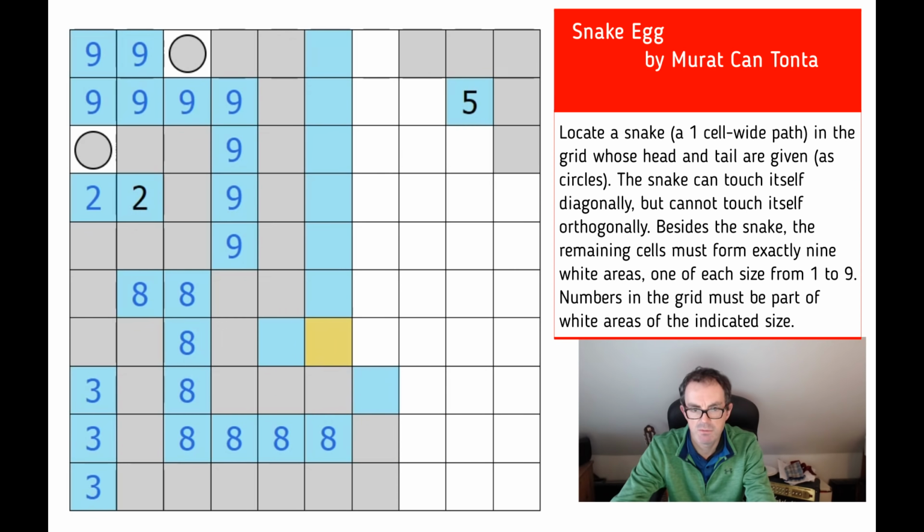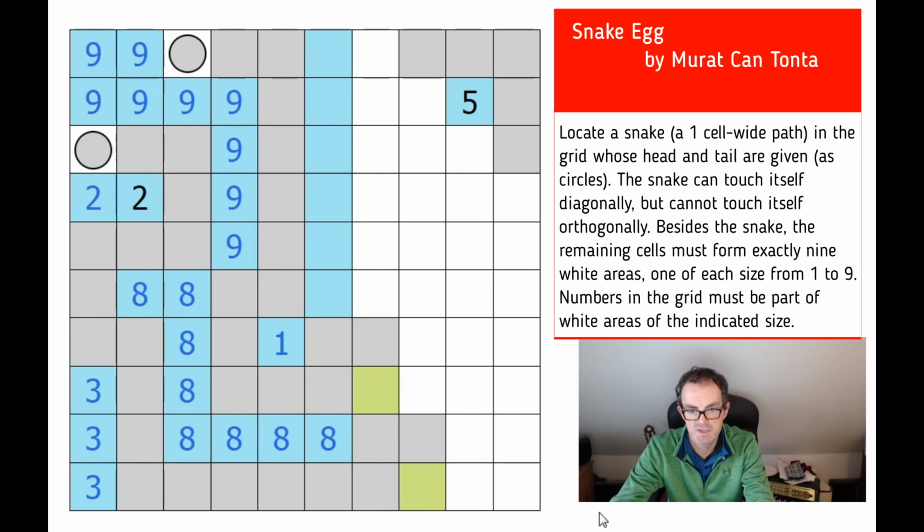Therefore, this is grey. Therefore, we've isolated this square. That must be the single cell. That must come this way. Let's carry on with that. That must come this way. Therefore, this one's blue to stop it going back on itself.